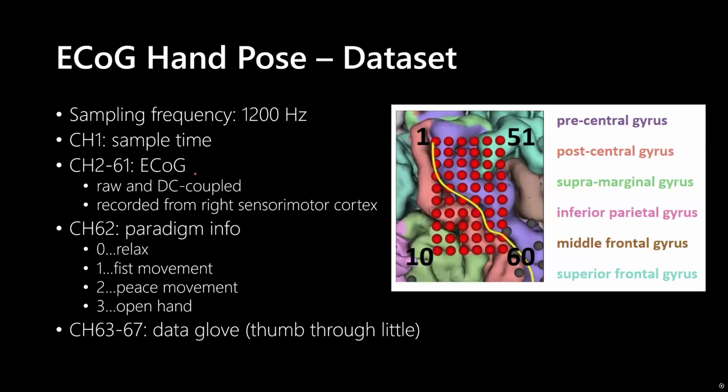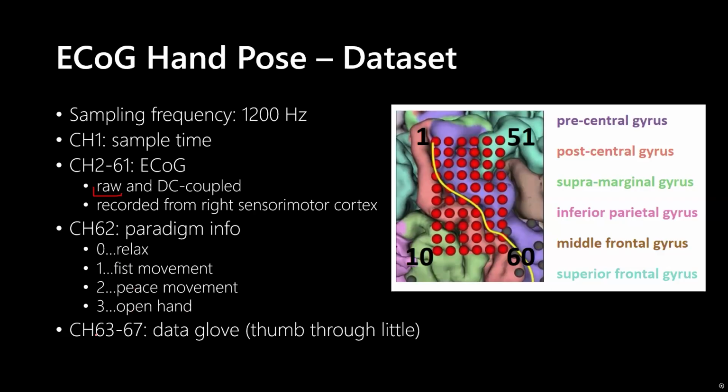We have 60 ECoG channels. So these are completely raw and DC coupled. So you will have to perform pre-processing on them for sure. And they're recorded over the right sensory motor cortex. We have channel 62, which is the paradigm info, which is either 0 for the relaxed state, 1 for the fist movement, 2 for the peace movement, and 3 for the open hand, or put differently, rock, scissor, and paper.